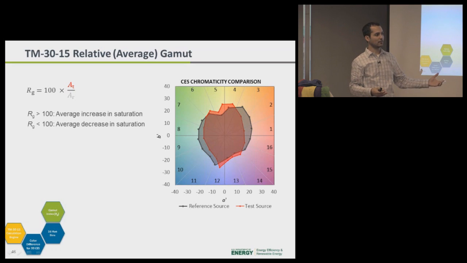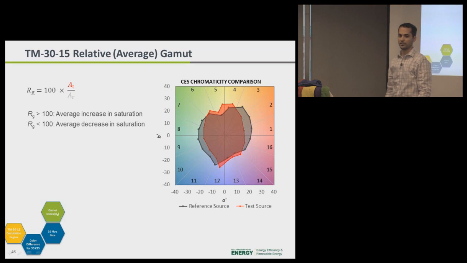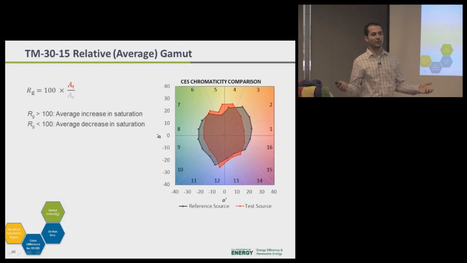Again, like your average fidelity value RF, it's an average. So you don't know whether it's increasing everywhere or just increasing certain areas more than other areas. So again, it can be pretty useful if it's generally a saturating source or generally a desaturating source. But again, there are these limitations of averages. No one will ever create an average value for color that's going to be perfect because it always has these limitations.